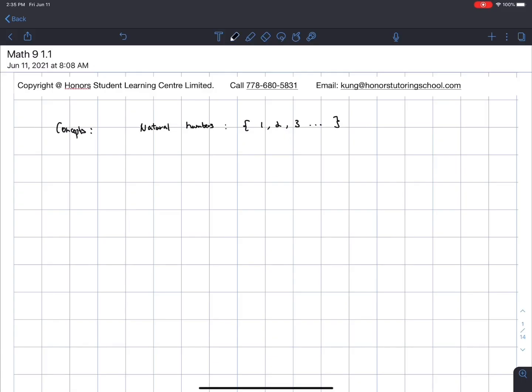The next one that we need to know are called the whole numbers. So whole numbers are really just the same as natural numbers, but including 0. So just all your natural numbers including 0. The 3 dots mean this continues forever. I'm using the special set brackets again that you learned from Math 8. And then you have integers. So integers are all the whole numbers, including the negatives. So also including all the negative numbers and all the whole numbers.